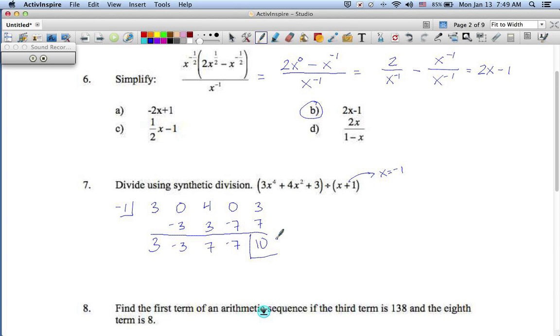And remember, if I was doing synthetic substitution, my answer would just be 10. The fact that I'm doing synthetic division means my answer is 3x cubed minus 3x squared plus 7x minus 7 plus 10 divided by x plus 1. Okay, final answer.